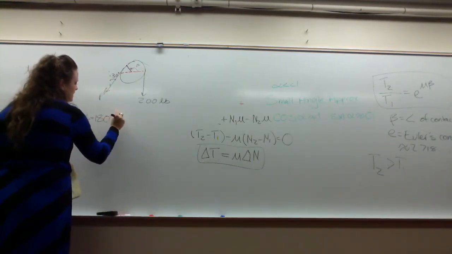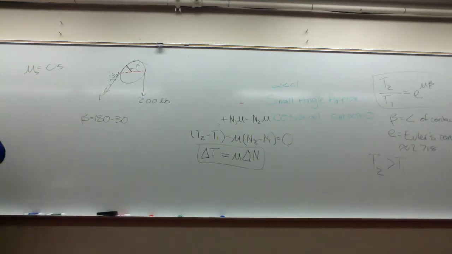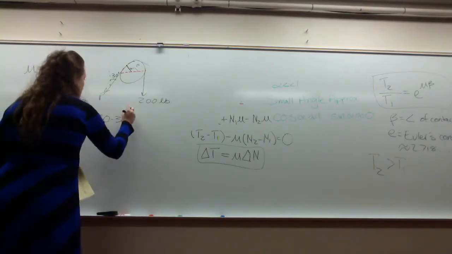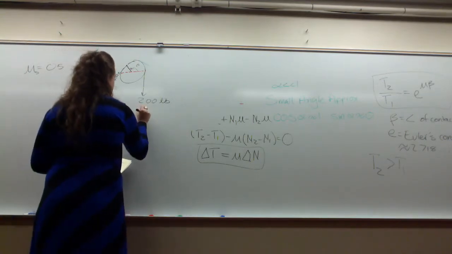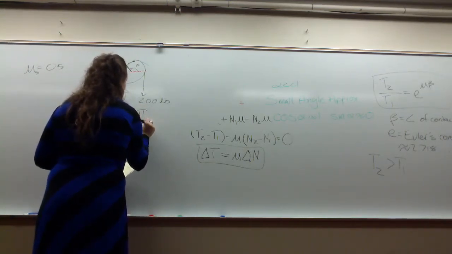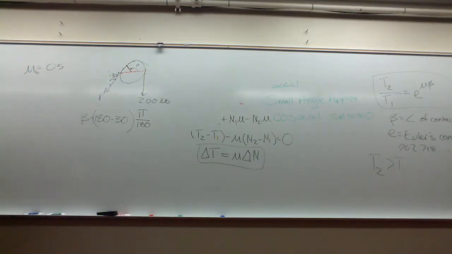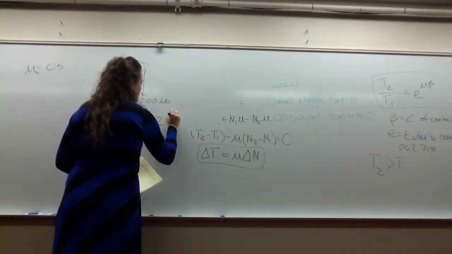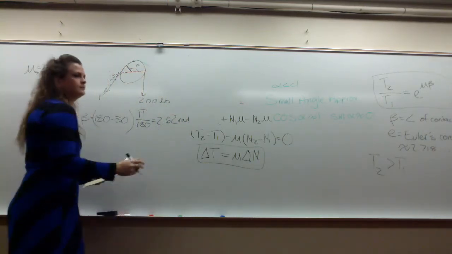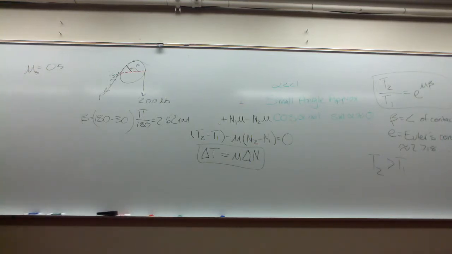All right? So beta is 180 minus 30 degrees. But because we're using Euler's constant, we need to be in radians. Beta is always in radians. Always, always, always in radians. So we multiply by pi over 180, and that's equivalent to 2.62 radians. So now we have beta.